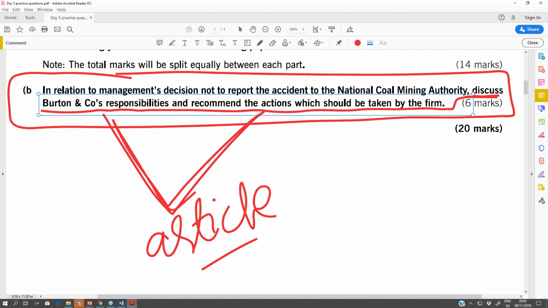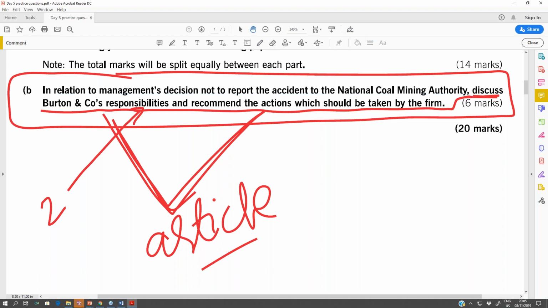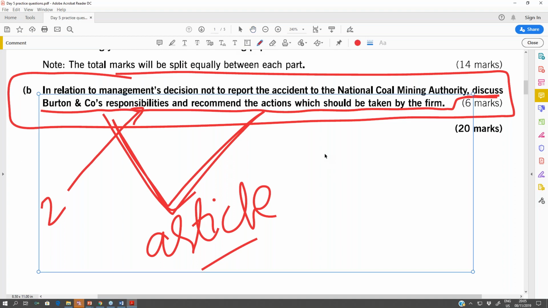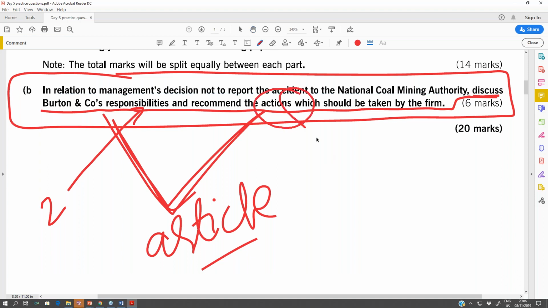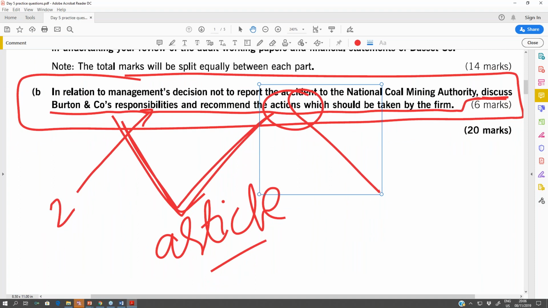Yes, the marking scheme, because it's a knowledge area. For responsibility, the marking scheme will be 2. But actions are just like procedures, right? So actions have a marking scheme of 1 in the AAA paper. So if you're writing actions, they will have a marking scheme of 1 mark per action. When you write the responsibility of the auditor, you will gain 2 marks, but when you're writing an action, you will gain 1 mark per action.